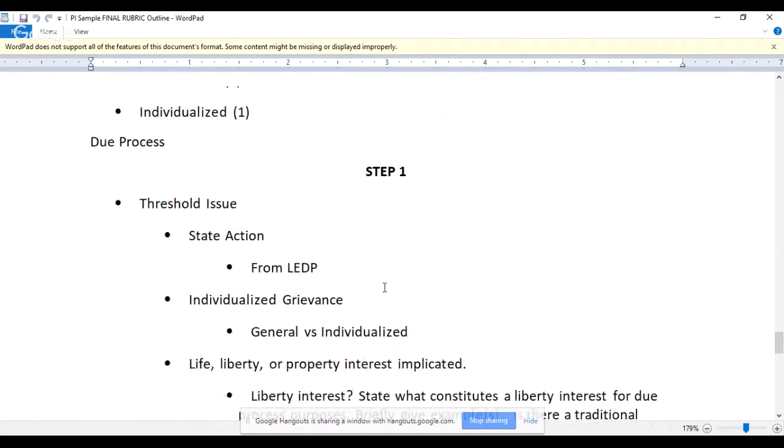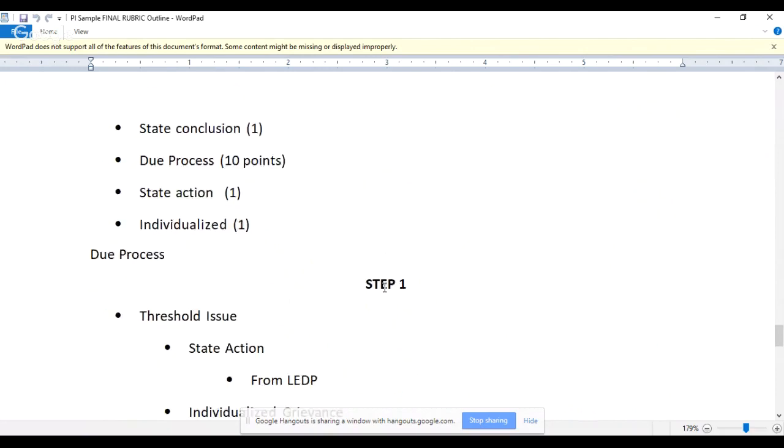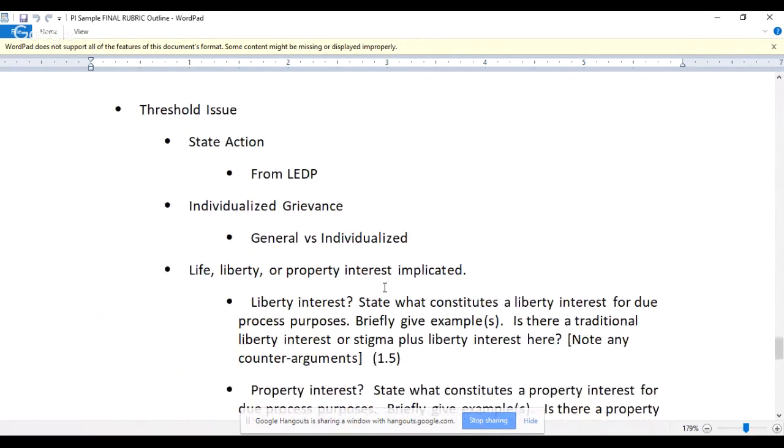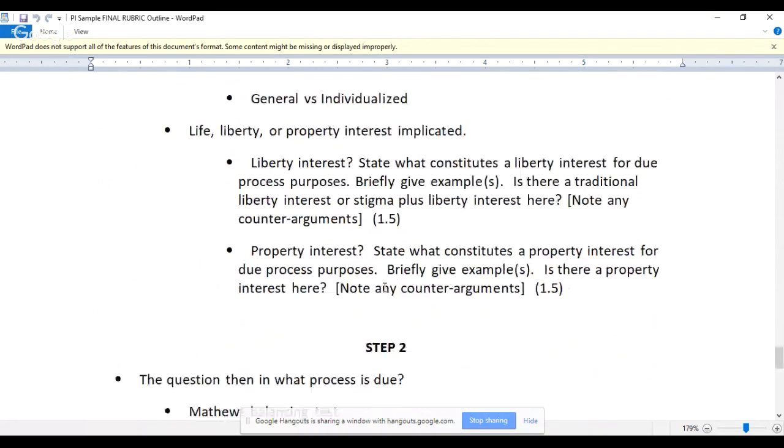When we go to the due process analysis, you can see just for stating the conclusion, she's giving you a point. You have due process, which is 10 points, state action, individualized. So when you go for step 1, the threshold issue, like we were talking about before: do you have state action? Is it an individualized grievance? And whether life, liberty, or property interests are implicated, and what that means.